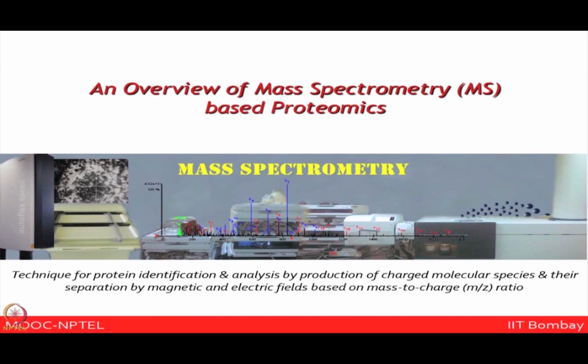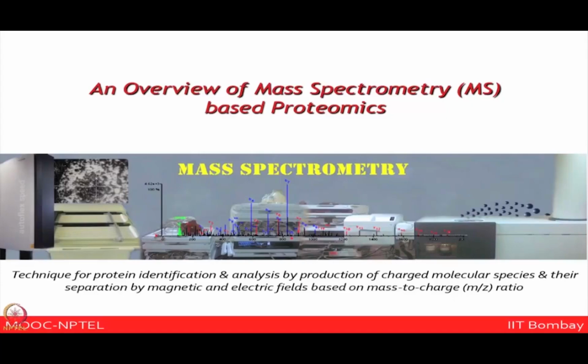I will probably give a separate lecture in my next lecture just focused on MS based proteomics, but let us get a very brief overview of mass spectrometry based proteomics. Mass spectrometers aim to provide you information based on the mass to charge ratios of your peptides to give you identification and quantification, and to achieve that you separate these ions in electric and magnetic fields. The definition is mentioned here: this is a technique for protein identification and analysis by the production of charged molecular species and their separation by magnetic and electric fields based on their mass to charge ratio.